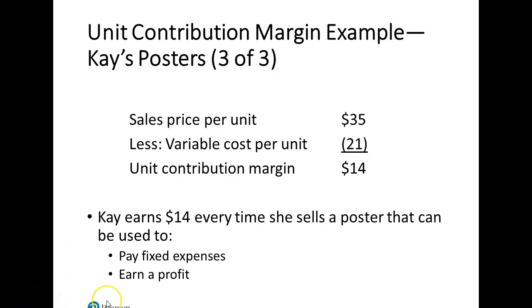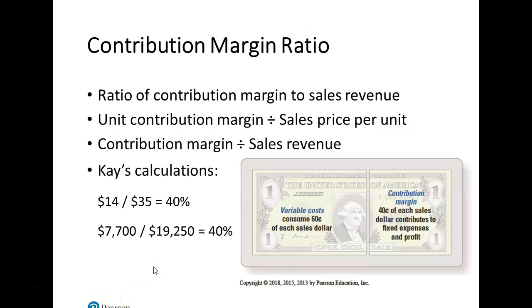Next, we're going to talk about contribution margin ratio. Ratio of contribution margin to sales revenue. So basically, we're taking the $14 and dividing it into the sales price, and that gives you the contribution margin ratio. And again, it'll give you basically a decimal, and your job is to convert it to a percent. So $14 divided by $35 gives us 0.4, which is 40%.